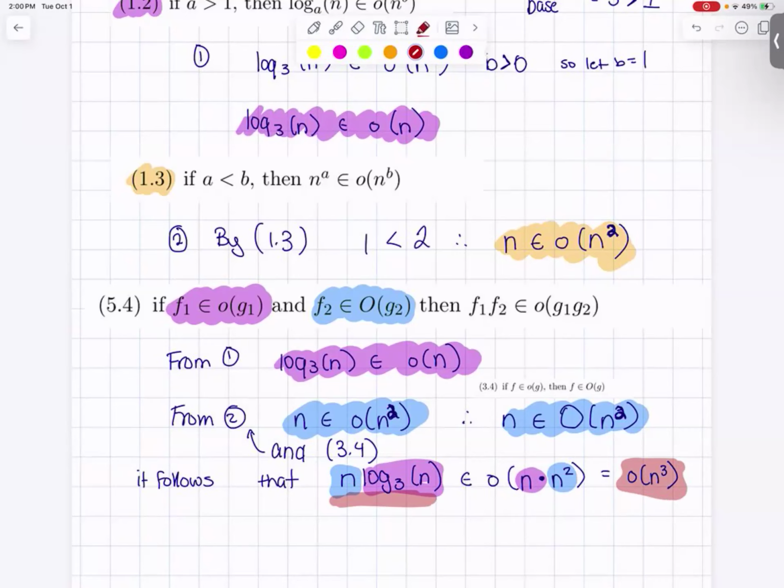So we multiplied everything together, right? f of 1 in little o of g of 1 and f of 2 in little o of g of 2. Then we can multiply f of 1 and f of 2 together, and it will be in little o of g of 1 and g of 2. So we did exactly that. We multiplied n and log base 3 of n. We multiplied n squared and n, and we ended up with n log base 3 of n is in little o of n cubed. Awesome.